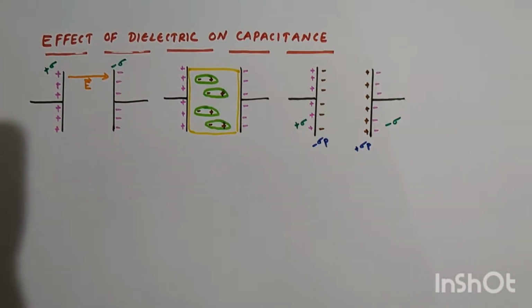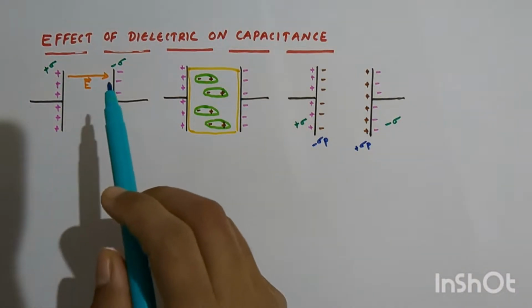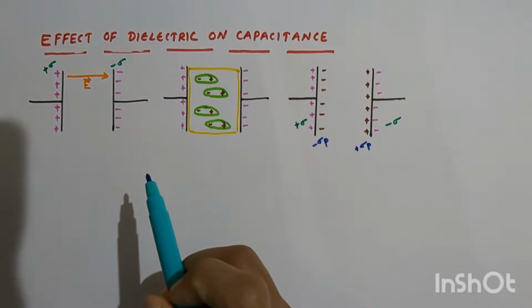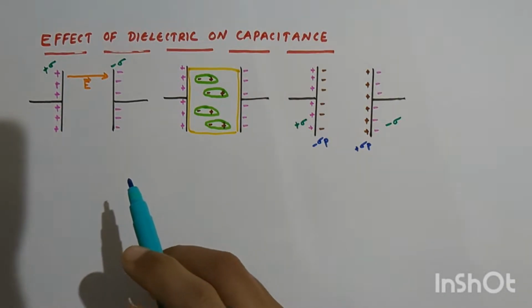Hello everyone. In this video, we are going to discuss the topic effect of dielectric on capacitance of class 12 physics from the chapter electrostatic potential and capacitance.